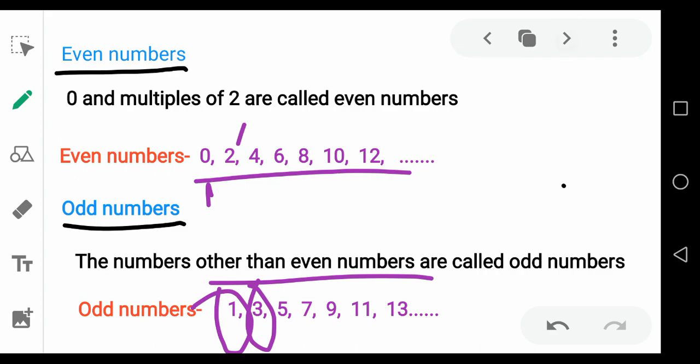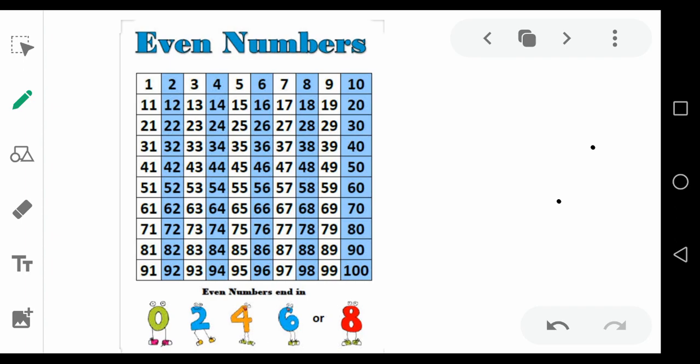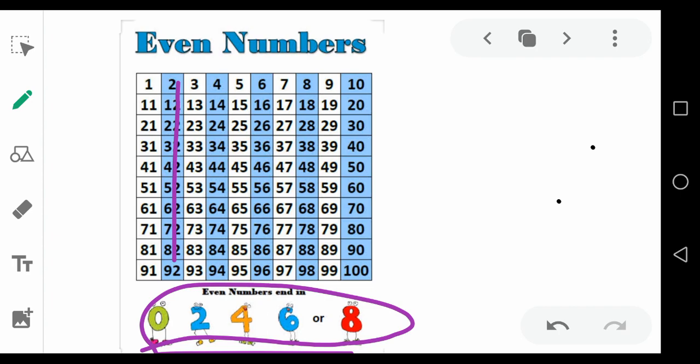Okay. So even numbers, you can see in this table, up to 100 is written. All those which are marked with blue color will come as even numbers. So 2, 12, everything will be there. Even numbers will end in 0, 2, 4, 6, 8. You just check it. If I am taking a number 76, how will you check whether it's an even number or odd number? You can see here this is 6. 6 is a multiple of 2. So you can say it is an even number.